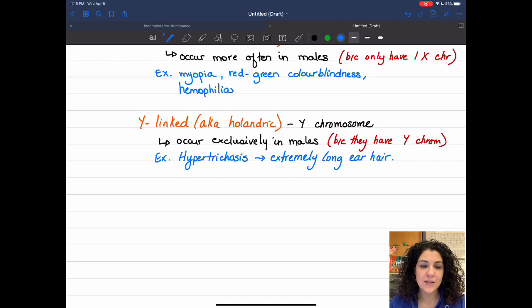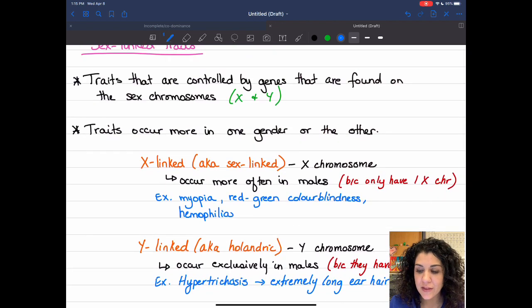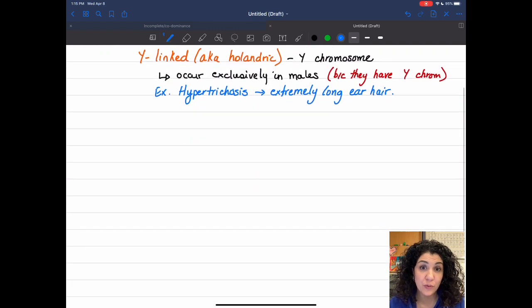Okay. So that's an example of a Hollandric condition. So who do we have to thank for the discovery of X-linked traits? Again, it is Thomas Morgan with his work with fruit flies.